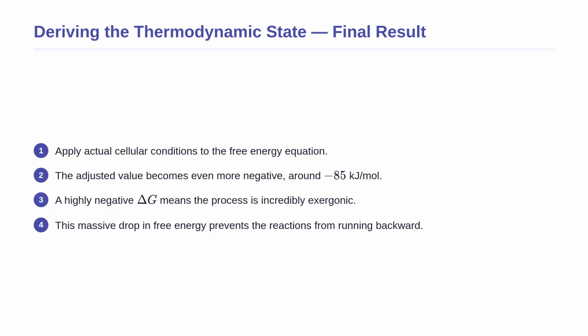Continuing our derivation, when we apply the actual cellular conditions to our free energy equation, the value shifts significantly. The adjusted free energy change becomes even more negative, dropping to around negative 85 kilojoules per mole. Because this number is so highly negative, it physically proves that glycolysis is an incredibly exergonic, energy-releasing process.